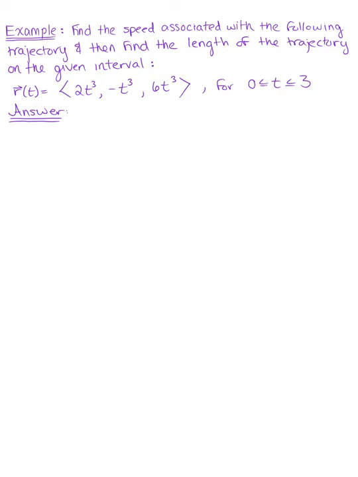Find the speed associated with the following trajectory, and then find the length of the trajectory over the given interval. So here our trajectory is defined as vector r of t. We have 2t cubed, minus t cubed, 6t cubed, and our interval is from 0 to 3. So the first thing that we want to do here is find the speed.